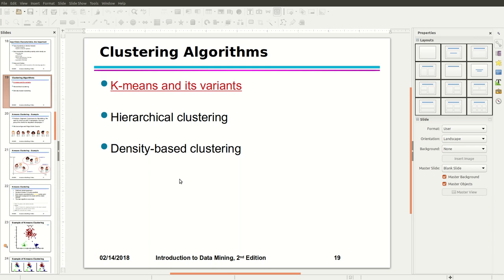So this is it for the clustering algorithms, k-means and its variants. We will also talk about hierarchical clustering in the next lecture.